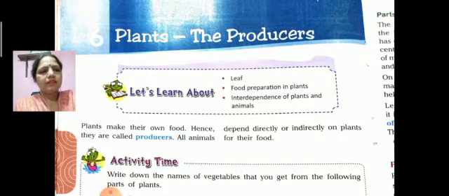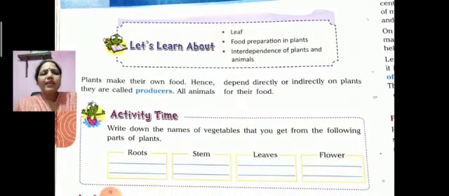Okay, so let's start. Plants make their own food, hence they are called producers. Why are plants called producers? Because plants make their own food. That's why they are called producers. All animals depend directly or indirectly on plants for their food.